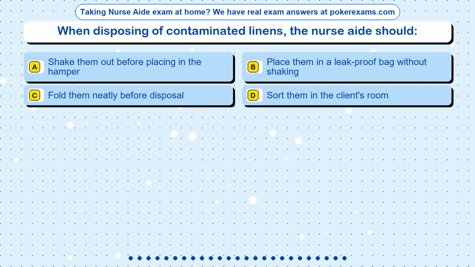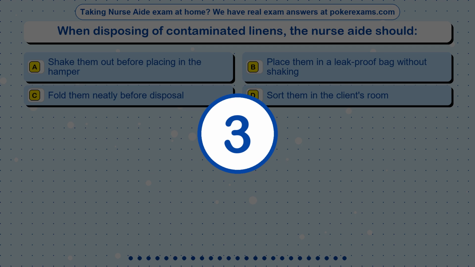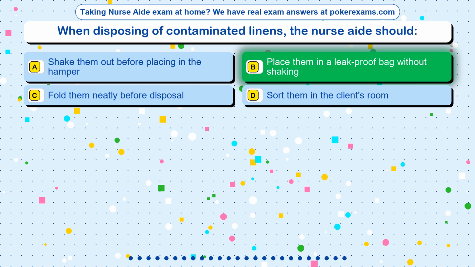Question 12. When disposing of contaminated linens, the nurse aide should: Option A, shake them out before placing in the hamper. Option B, place them in a leak-proof bag without shaking. Option C, fold them neatly before disposal. Option D, sort them in the client's room. The correct answer is option B, place them in a leak-proof bag without shaking.